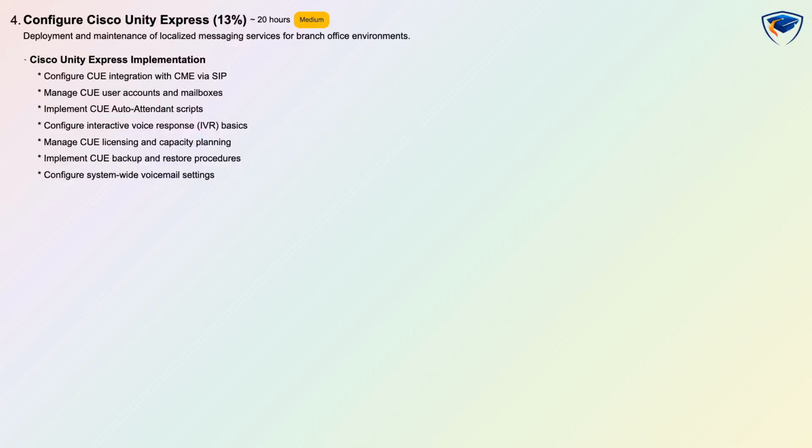This domain is medium difficulty, estimated at 20 hours of study, and assessed with conceptual and scenario-based questions. Topics include integrating Unity Express with CME via SIP, managing Unity Express user accounts and mailboxes, implementing auto-attendant scripts and basic IVR flows, planning licensing and capacity, and performing backup and restore procedures. You will also configure system-wide voicemail settings and learn how to design solutions appropriate for remote or branch deployments.